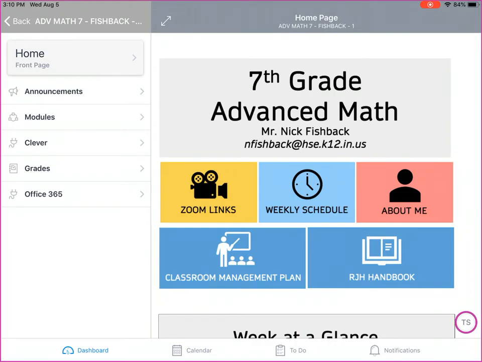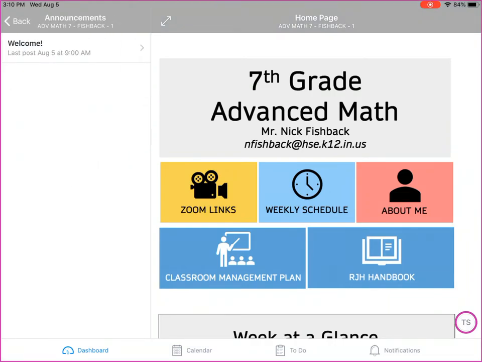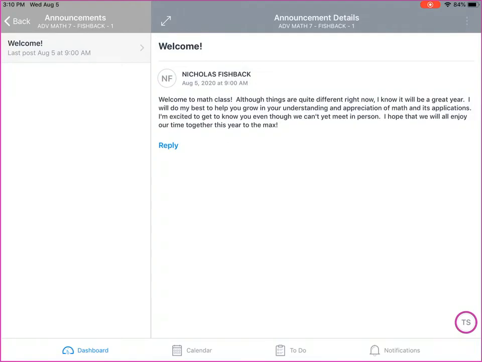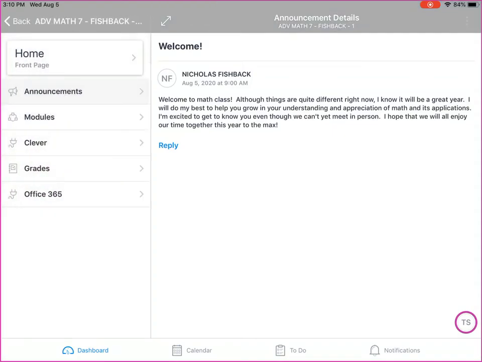Right below that, you see Announcements. If I click on that, you can see that there's one announcement so far. That's my Welcome to School announcement. As we get going into school, there will be a new announcement each day, and you can come here to look for things like what your homework is for the day, what we're going to be doing during our Zoom classes and things like that.